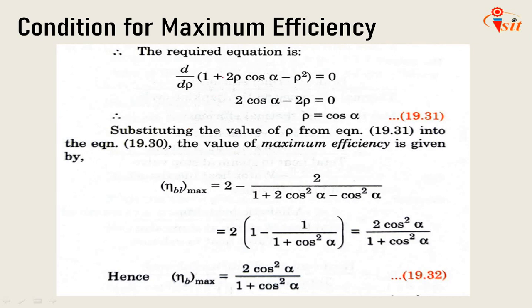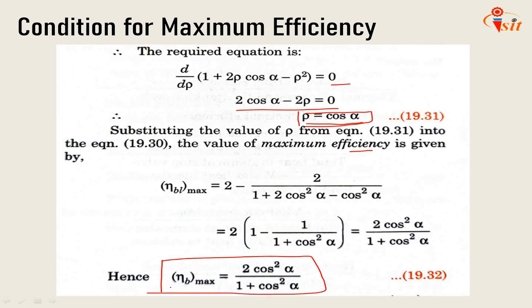So differentiate that term, that is d by d rho of 1 plus 2 rho cos alpha minus rho square, and equate it to 0 for getting the maximum value. So 2 cos alpha minus 2 rho equal to 0, rho equal to cos alpha. Now by substituting the value of rho in the above equation, the value of maximum efficiency will be 2 upon 1 plus 2 cos square alpha minus cos square alpha. So ultimately we are getting 2 cos square alpha divided by 1 plus cos square alpha. So at this we are getting the maximum efficiency.